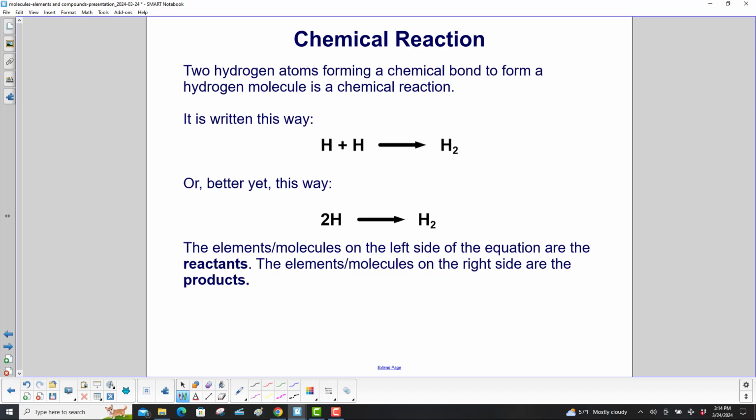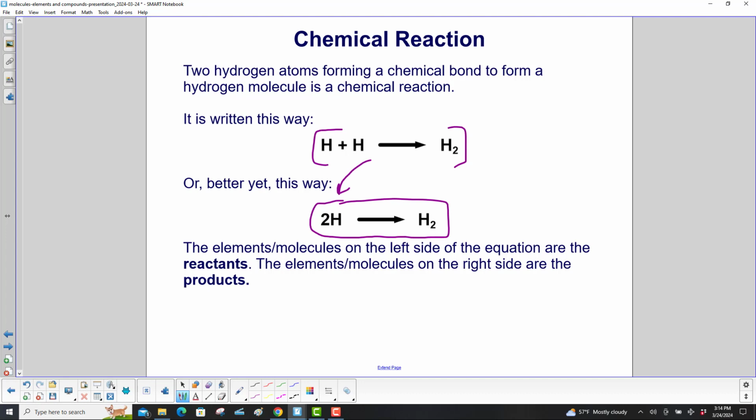Two hydrogens form a chemical bond to form a hydrogen molecule in a chemical reaction. And it's written like this, and we use the symbols for the elements. H plus H yields H2. The 2 means there's two. Or you could write it this way, put the 2 in front of the H over here. That's a little shorter.